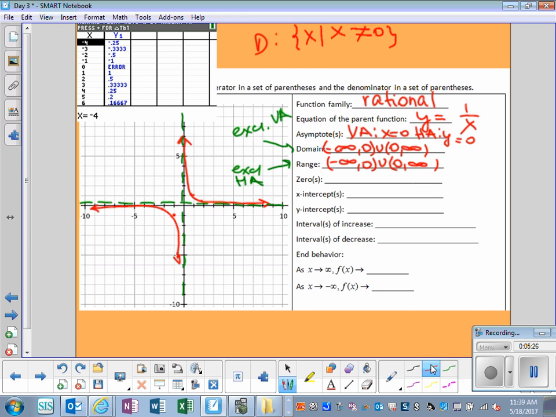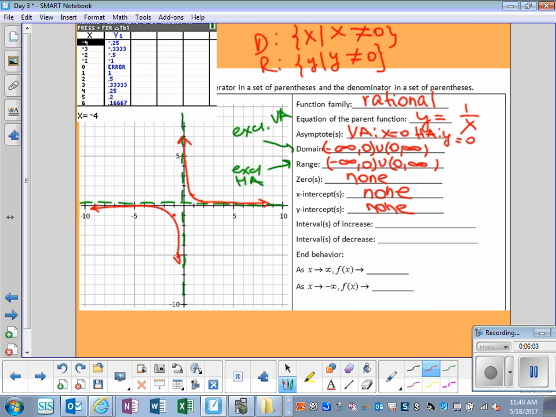Remember that we could also write the range in set-builder notation, all y such that y not equal to 0. There are no zeros, right? Yes, zeros and x-intercepts are obviously the same thing, and we don't have any because we never touch or cross our asymptote, and in this case of the parent function, the asymptote is actually the x-axis. So none, none. What about y-intercepts? Do we ever cross the y-axis? No, because it is our vertical asymptote. So for the parent function, none.